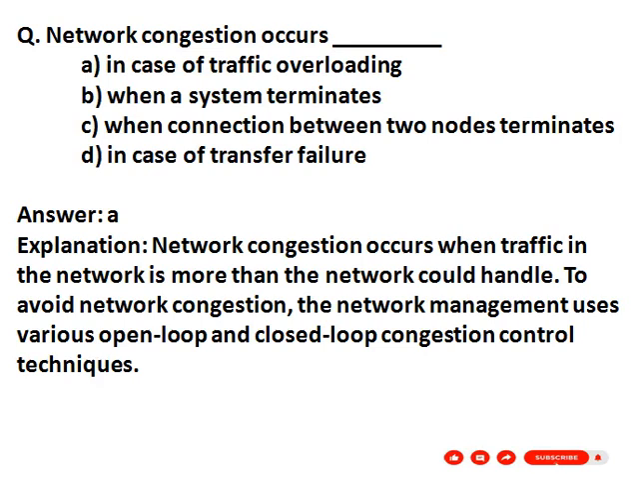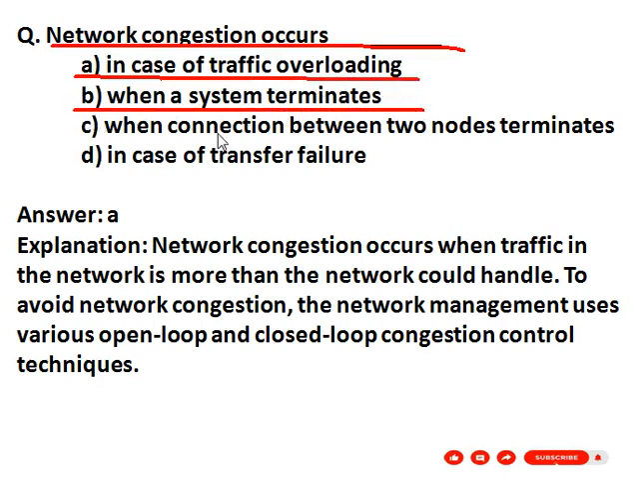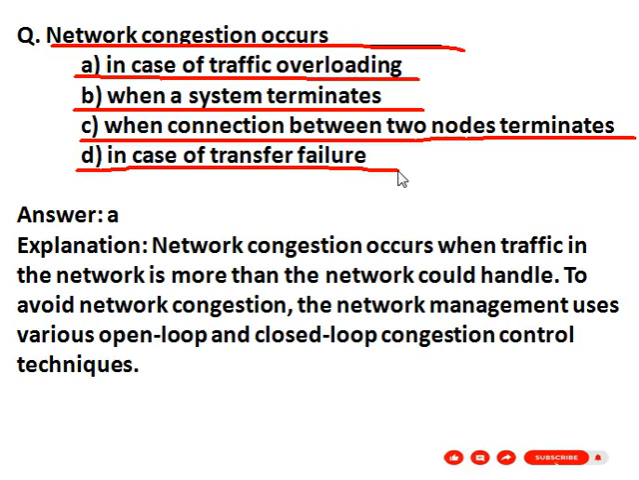Our next question, network congestion occurs dash. Given options are A. In case of traffic overloading, B. When a system terminates, C. When connection between two nodes terminates, D. In case of transfer failure. Your correct answer is option A. In case of traffic overloading.